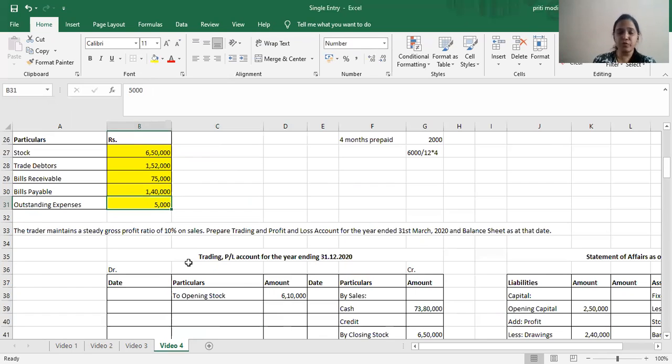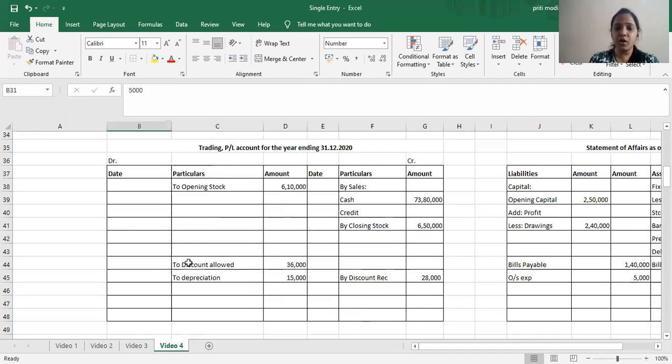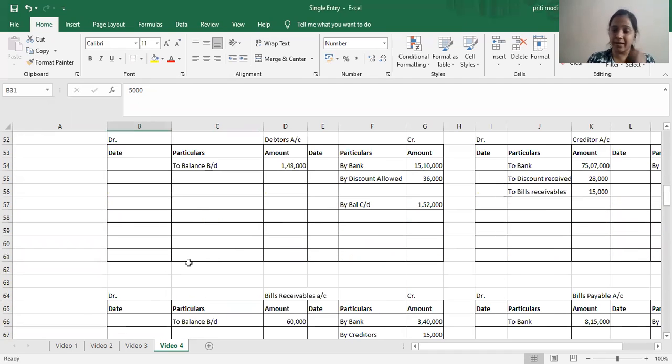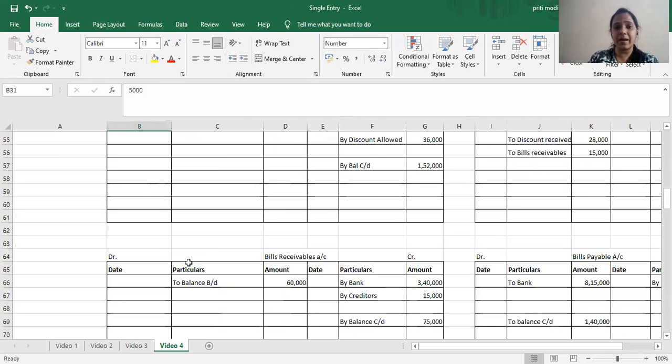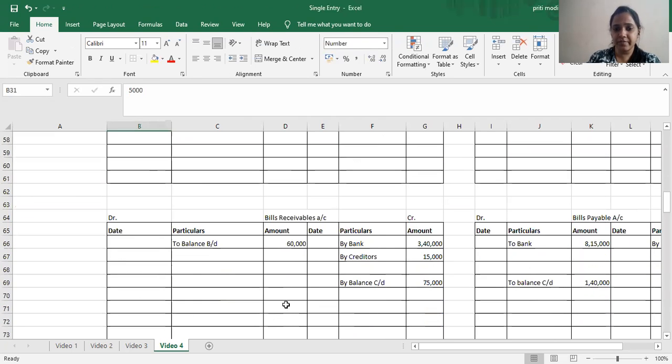So as of now, we only have our cash sales. We need to find out credit sales. So first of all, which account should be balanced? We should balance debtor account or bills receivable. Already discussed in the video number 3 that we have to first balance our bills receivable because that is a subsidiary ledger. So let's first find the balance.